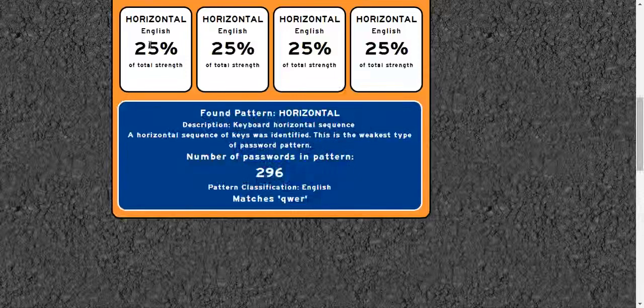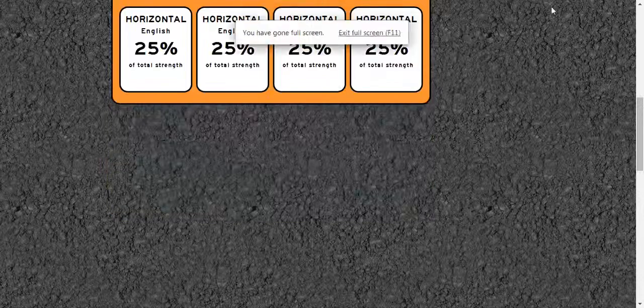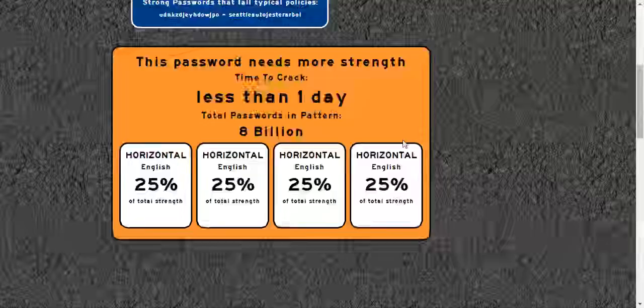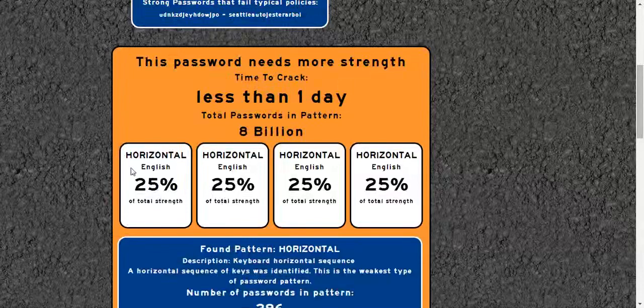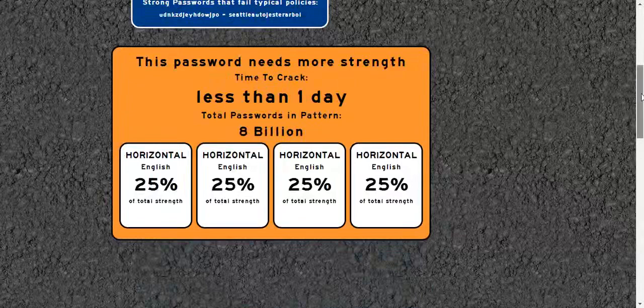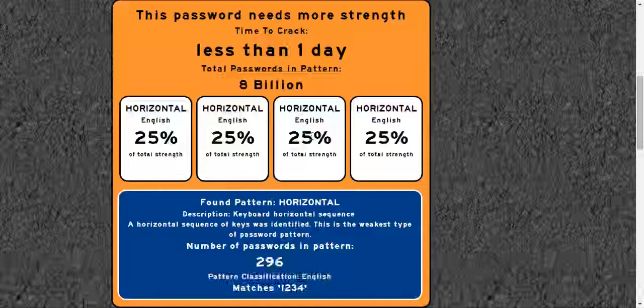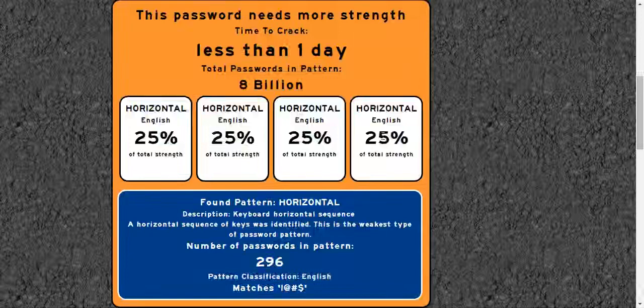And you're maybe wondering, how do I go from 296 to billions? Essentially, these numbers are multiplied. So I have 296 times 296 times 296 times 296. And that's where you come up with 8 billion.